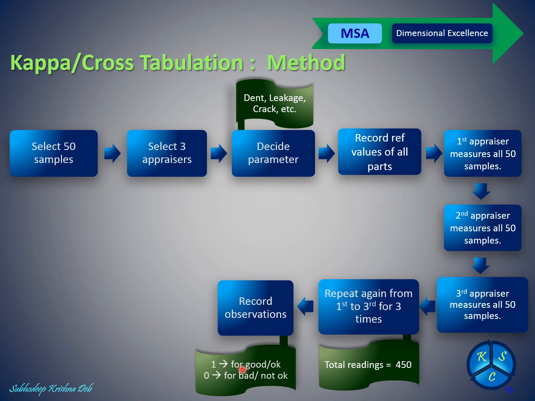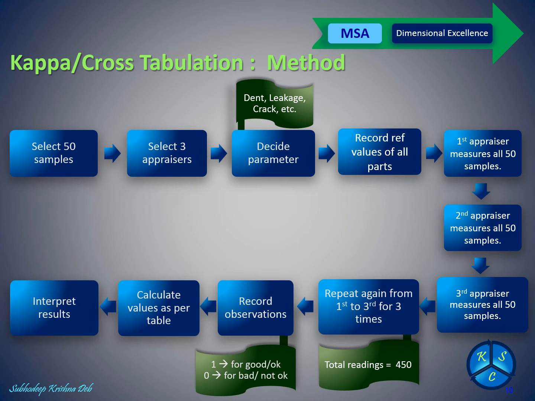Now these readings we have to observe and record in 0 and 1 fashion. Similar to the signal detection, 1 should indicate the good or okay part and 0 should indicate the bad or not okay part. After this, we have to calculate the value as per the table we will see in the coming slide and interpret the results. That also we are going to cover in the coming slides.